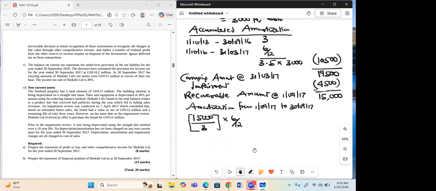So multiply for me. 15,000 divided by 3 times 6 months. I'm getting 2,500. 2,500.